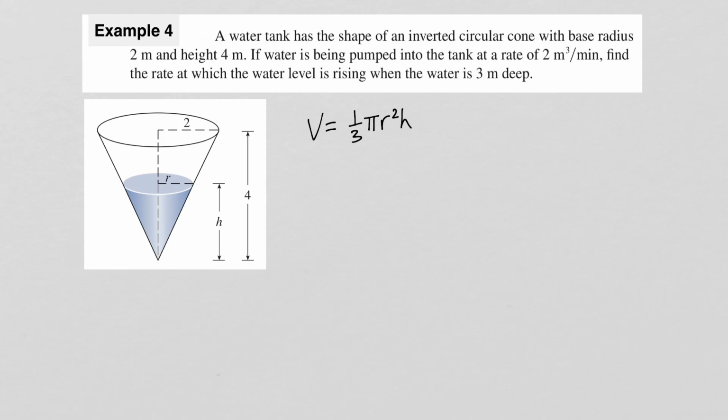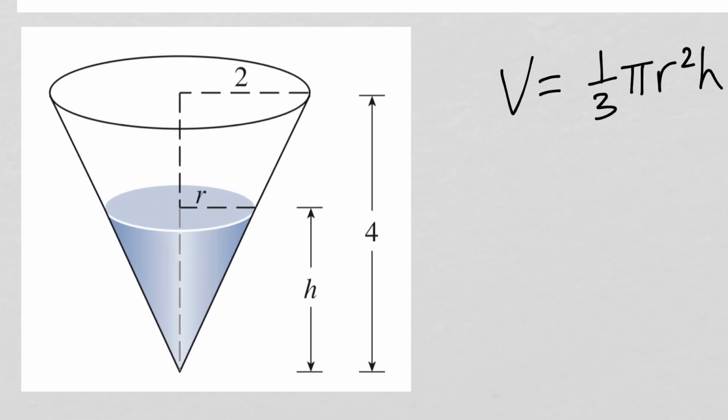Now, this is the volume of the water in the cone when it's at this level. You can see the radius here is r, the height here is h. But I want you to notice that you have similar triangles here. We have a right triangle here, and this right triangle is similar to this right triangle. And we know that this total distance here is 4, and this total distance here is h.